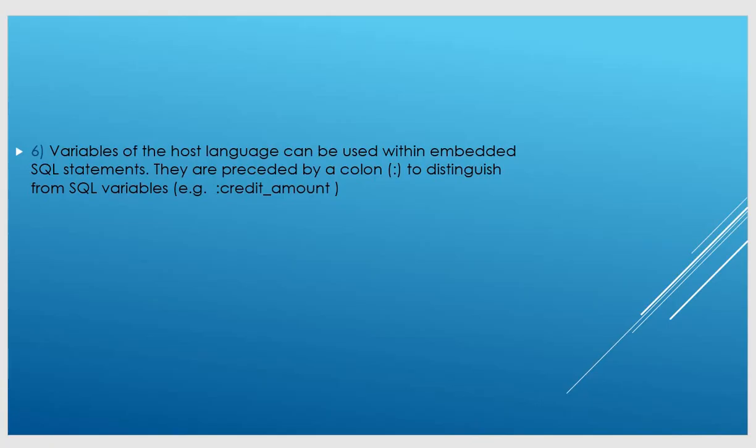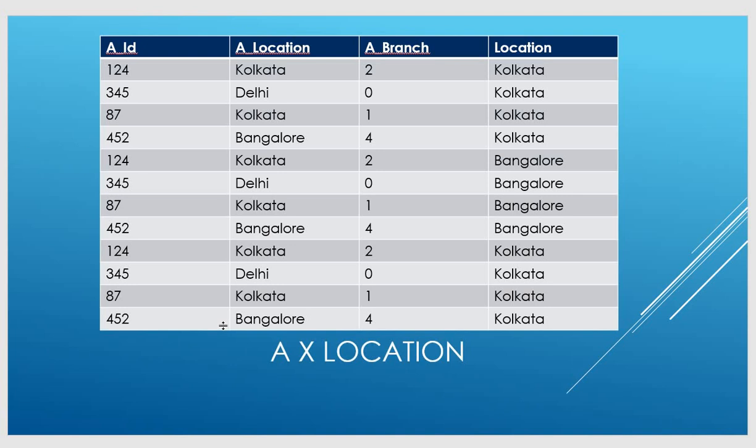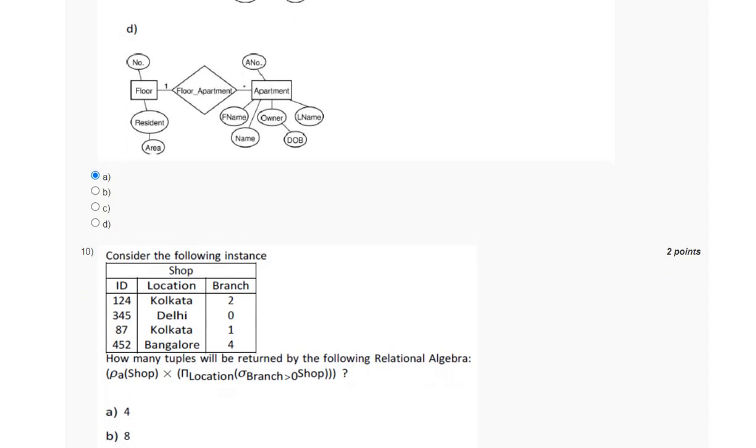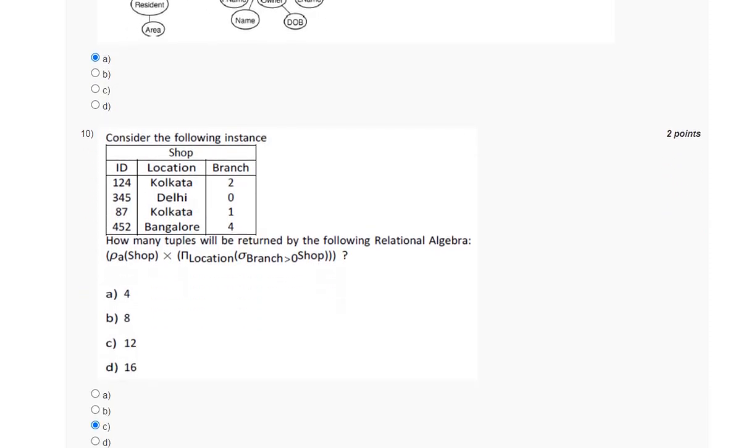and finally the Cartesian product will be found, and we have to tell the number of tuples returned. So for this, the Cartesian product of A and location will be as follows, and total of 12 tuples will be present in the output. So for this, answer is option C.